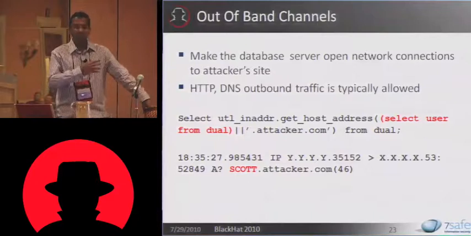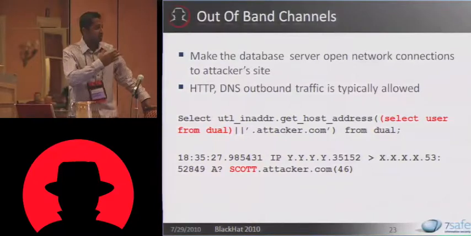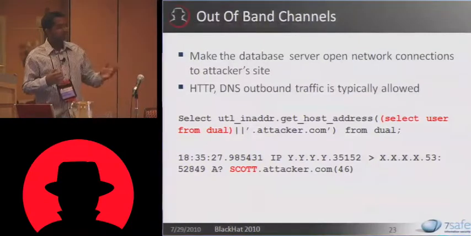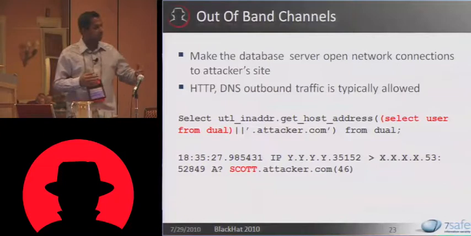You will see on your name server a resolution request will appear for scott.attacker.com. So by seeing traffic like this, you know that the output of the query select user from dual was Scott.